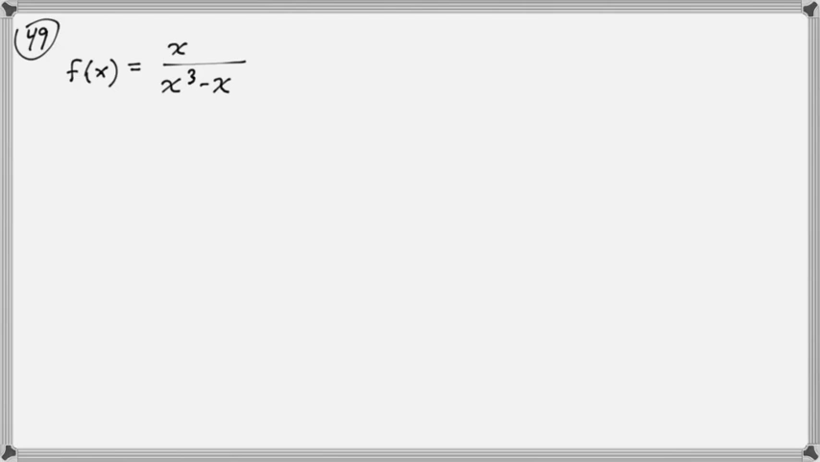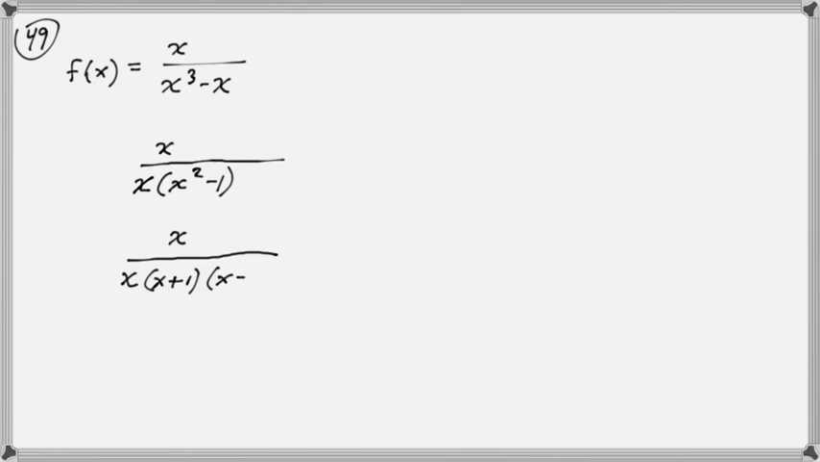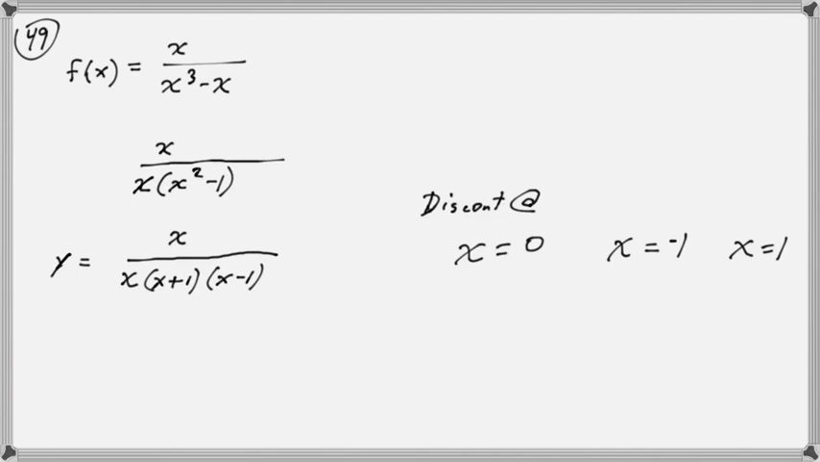In this problem, they want to know about the discontinuities. Discontinuities happen when you get division by 0. So I'm going to factor my denominator. I'm going to factor it a little bit further, which I think would be x plus 1, x minus 1, making this discontinuous at 3 x values: at 0, at -1, and at +1, because that's what makes each of these equal 0.